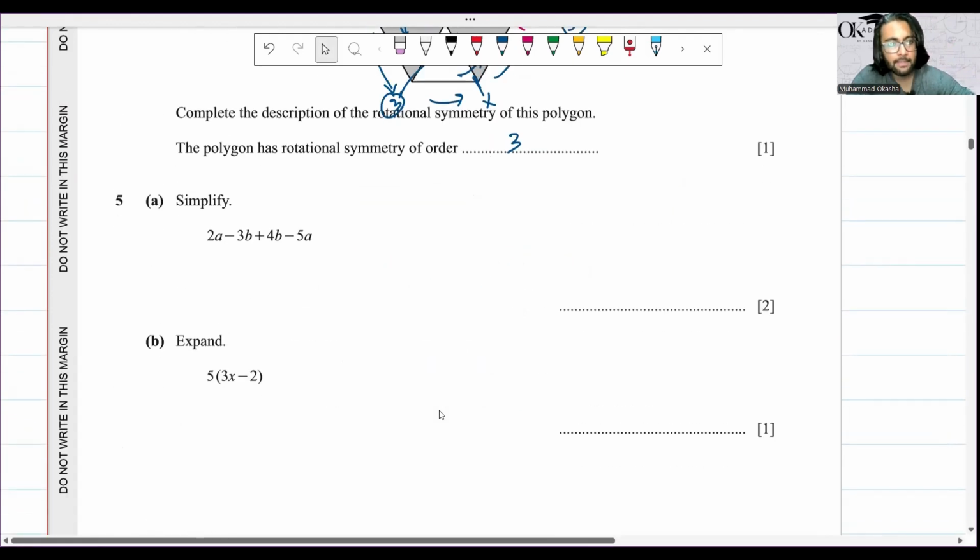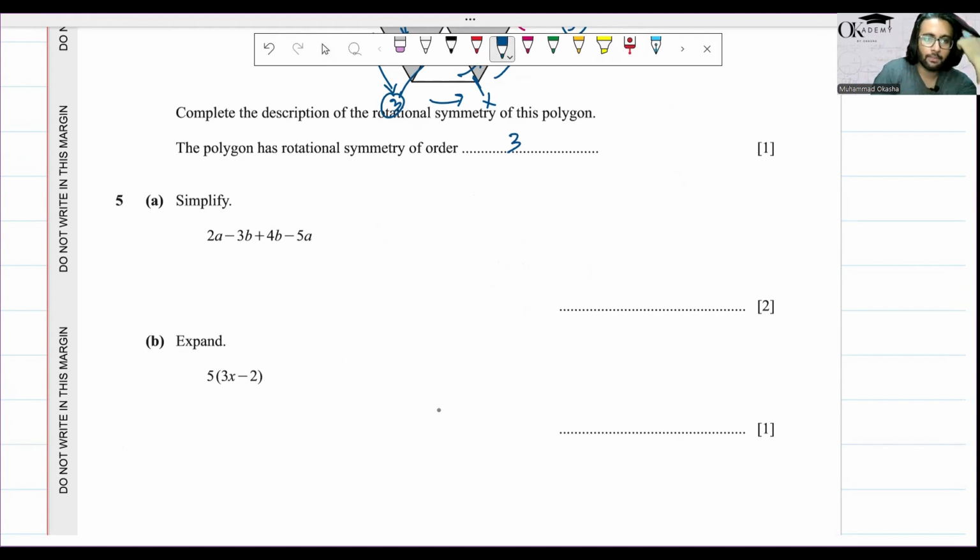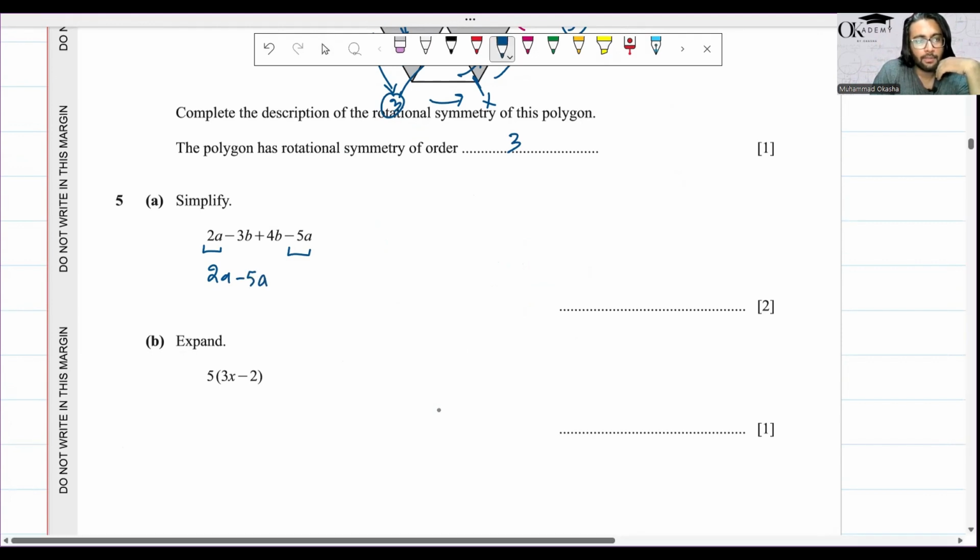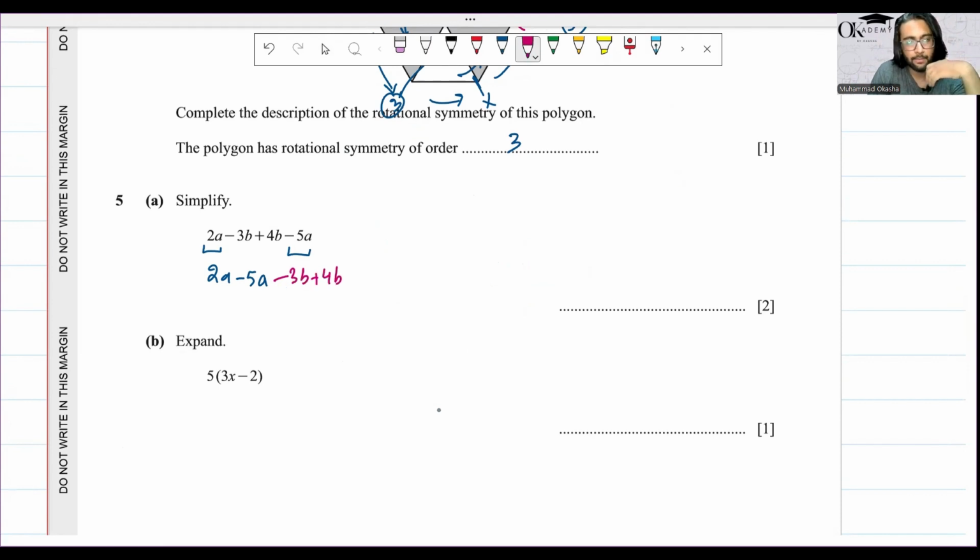Question number 5. Simplify 2a minus 3b plus 4b minus 5a. You put the like terms together, right? So 2a and 5a are the like terms, so I'll put them together: 2a minus 5a, and the other like terms are negative 3b plus 4b. 2a minus 5a would be negative 3a. Negative 3b plus 4b would be plus b. So you can write it as negative 3a plus b, or you can also write it as b minus 3a. It's the same thing.